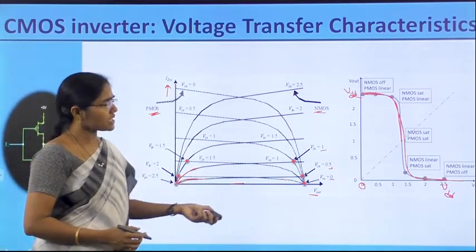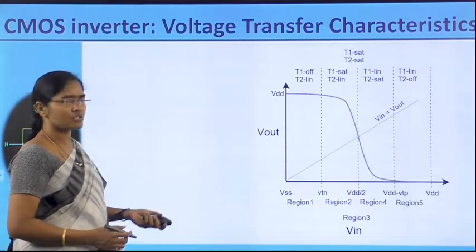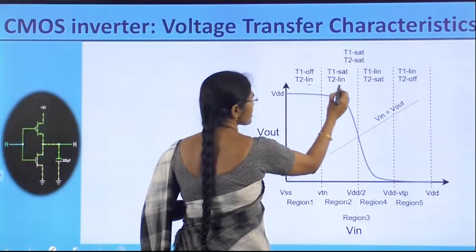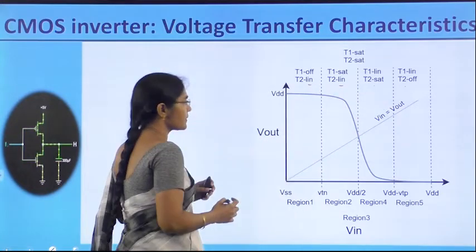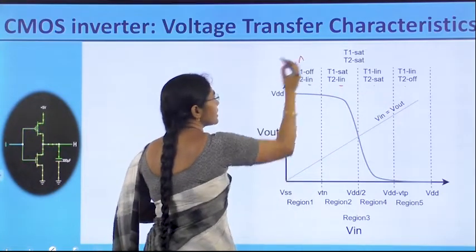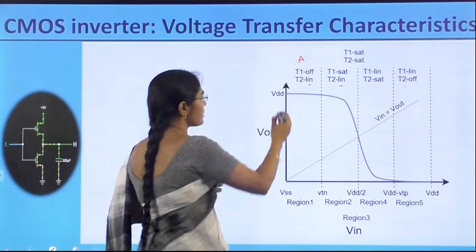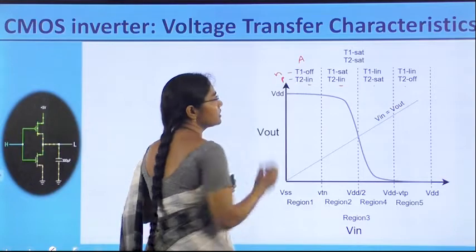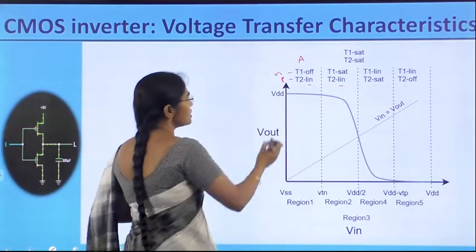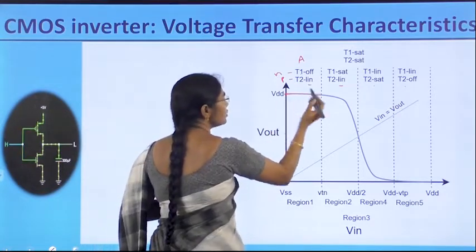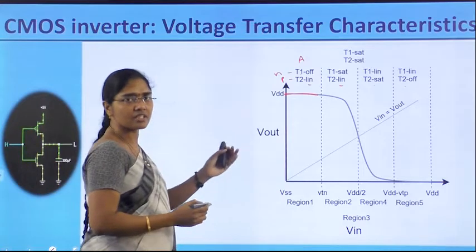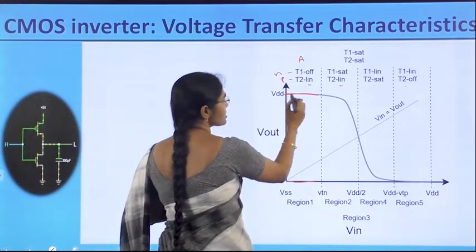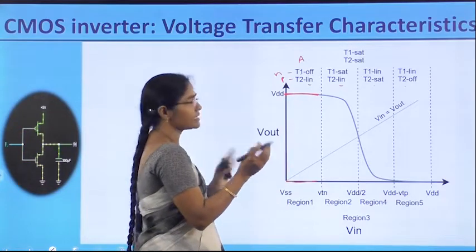Now observe these transfer characteristics in the 5 regions of operation. In the region A, the transistor T1, that is NMOS, is off and PMOS is on. So the output is equal to VDD, and it is slightly changing.